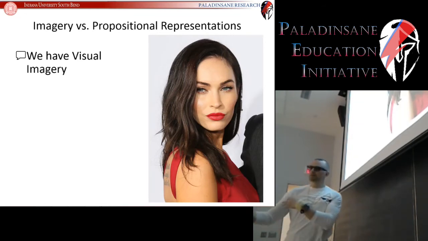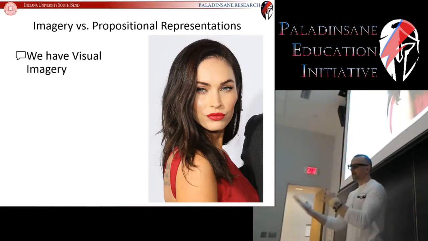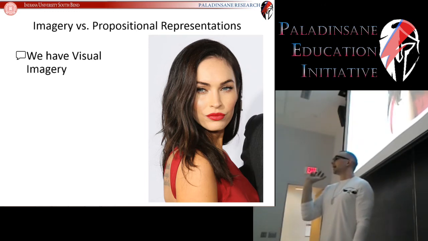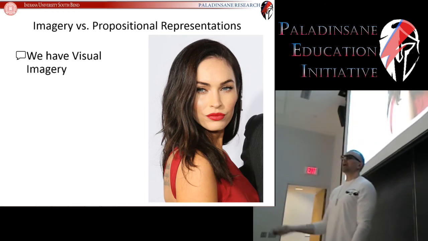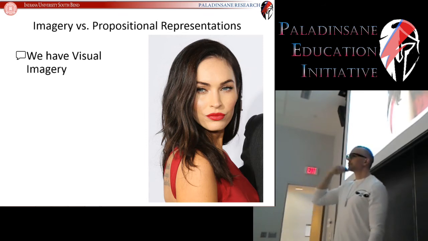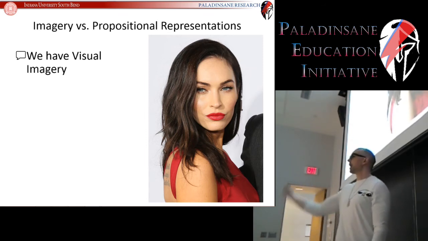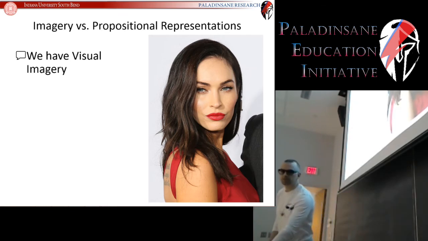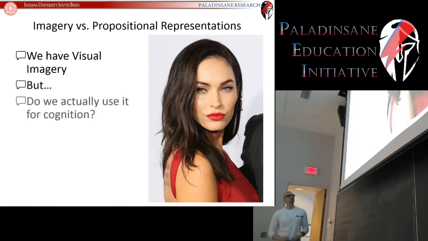Different things, imagery representations, propositional representations, they impact how our behavior operates. And if we want to know what's going on in our mind, we can use our behavior to infer: are we using visual or are we using propositional representations? So the fact that we have visual imagery is not up for debate. We know we have visual imagery. Imagine a polar bear. We can do it. So we have that. But the question is, do we actually use it for cognition?